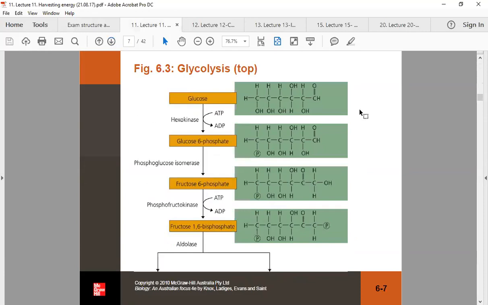glycolysis. And I want you to consider now, and I need everyone's input here, I want you to consider firstly the biochemical pathway of glycolysis. And can anyone tell me where this occurs in the cell? Does anyone remember?